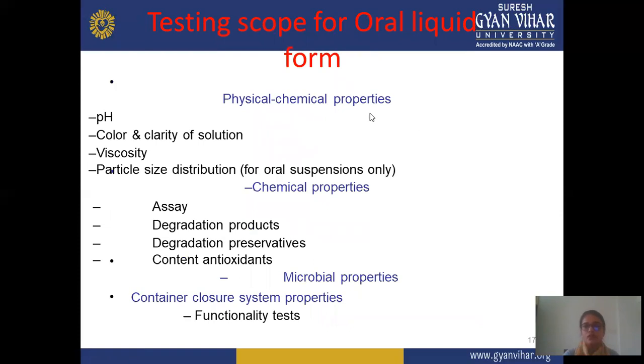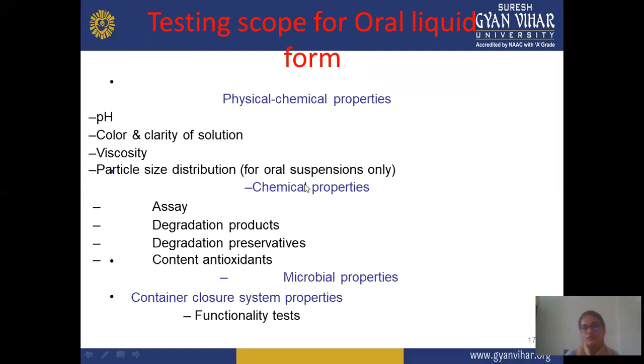Next is testing scope for liquid form. In liquid form, mainly you perform this test for oral liquid forms like syrup, elixir, suspension, this type of formulation. In this, you require physical chemical properties like pH.